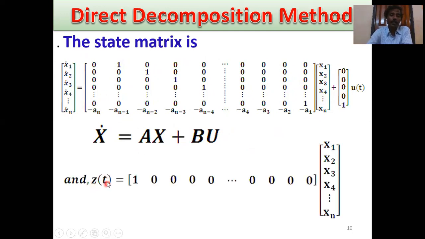And what is the output? z of t equals only x1, because this is the position and the other values are always 0. That's why z of t equals x1, 0 into x2 plus 0 into x3 plus 0 into x4 plus dot dot dot 0 into xn. This is equivalent to the output equation y equals Cx plus Du, where C equals 1 0 0 0 0 dot dot dot 0, and x equals x1, x2, x3, dot dot dot, xn. This is the state matrix form.